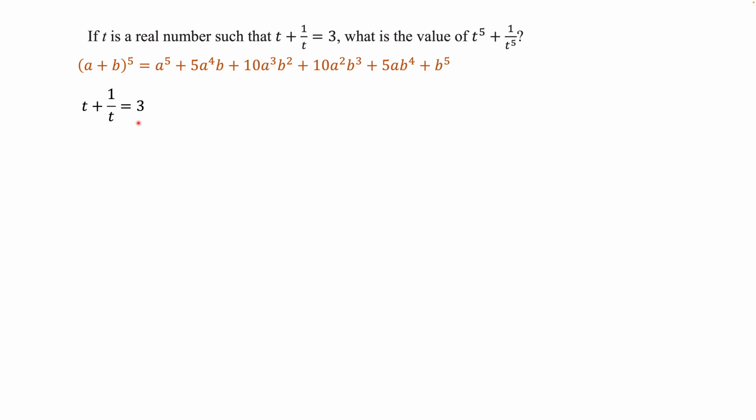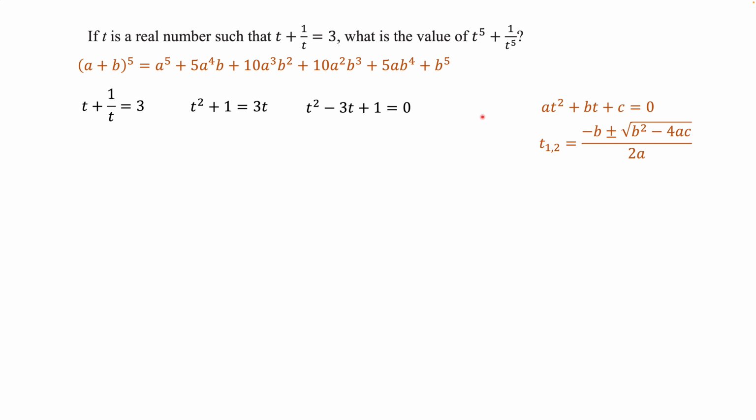So to solve this equation, I need to multiply both sides of it by t. I get this. Then I'm going to move 3 to the left. I get t squared minus 3t plus 1 equals 0. This is a quadratic equation, which I presume you know how to solve. The general formula is written here.